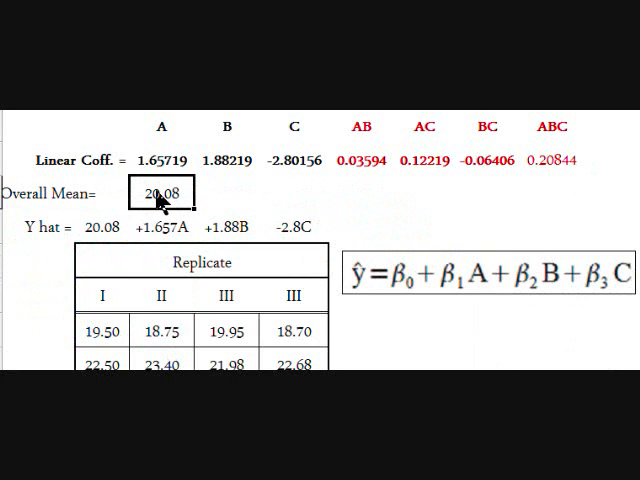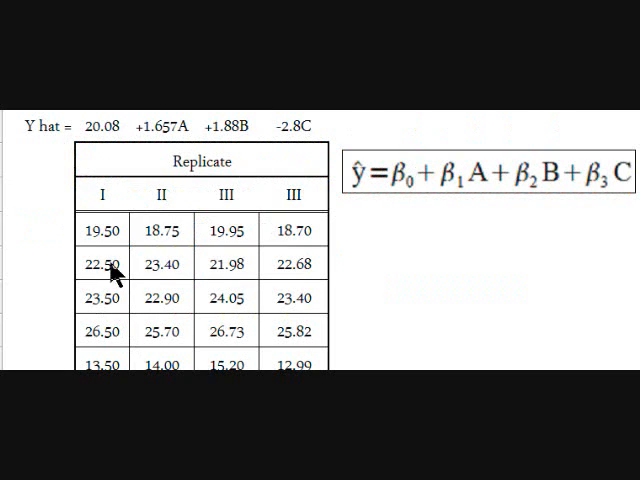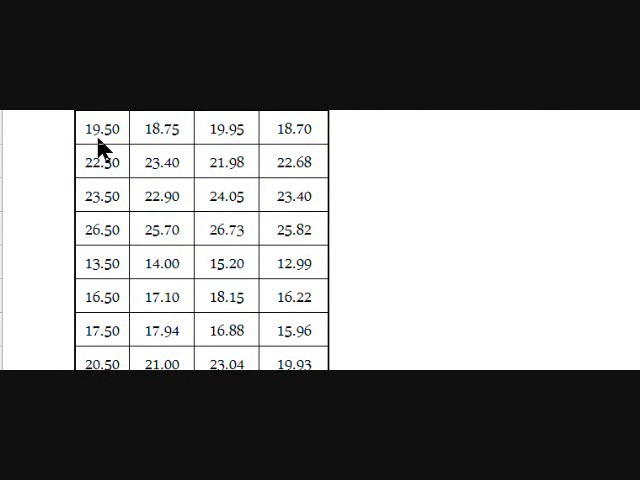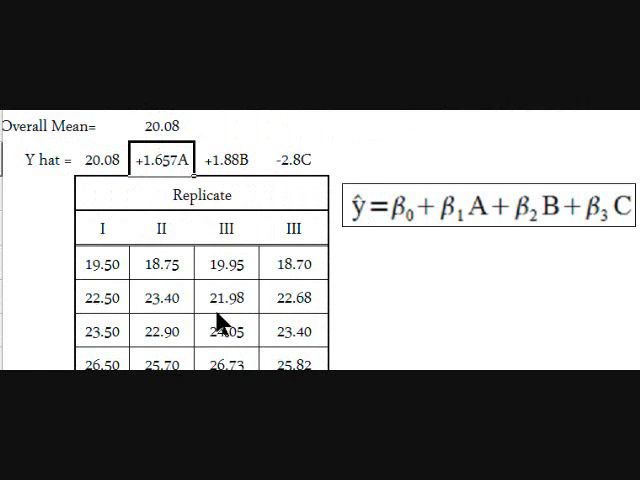Now for the overall mean, this would be the average of all the data and the replicates. So I'm going to scroll down here to show you the replicates here and highlight all the cells, close the parentheses, and that will be your overall mean.